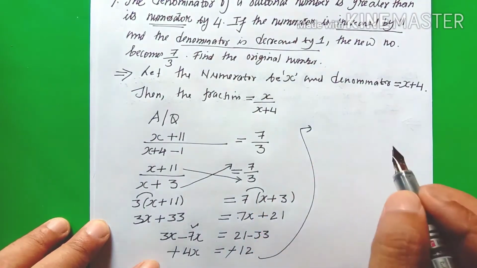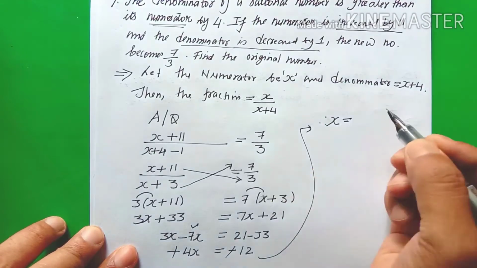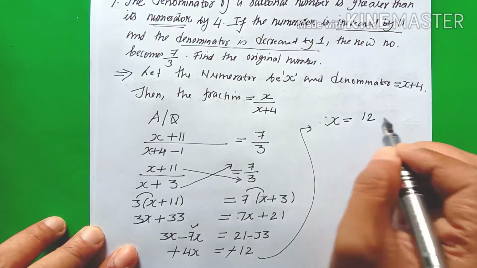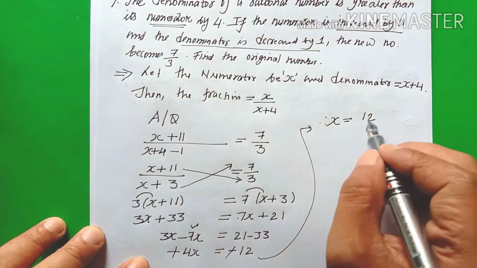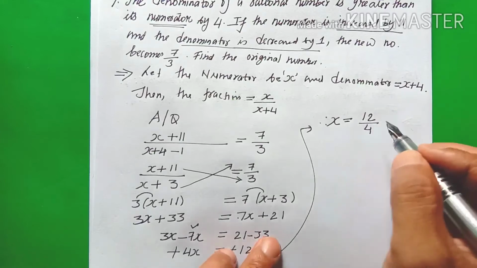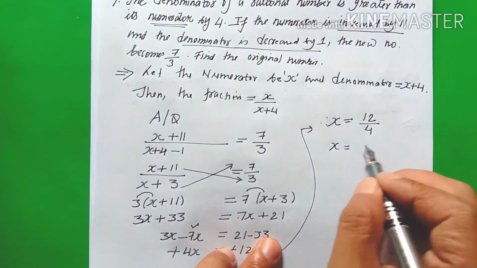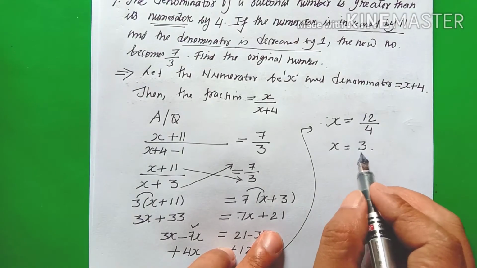After that, what you will have to do is get the value of x, so x equals 12. So you can take the coefficient of x to the right side, so it will become divided by 4, which gives x equals 12 divided by 4, that is 3 times. So that is how we have got the value of x.